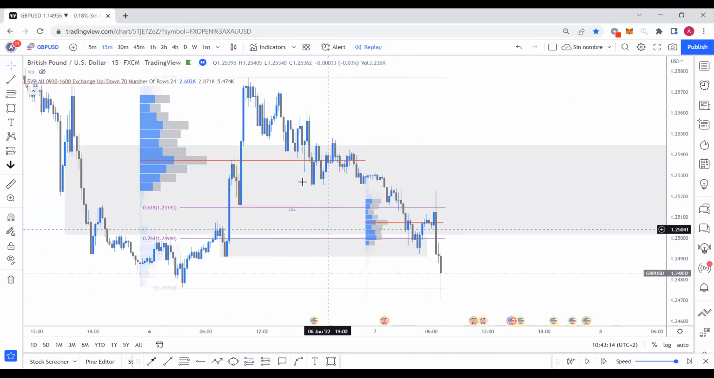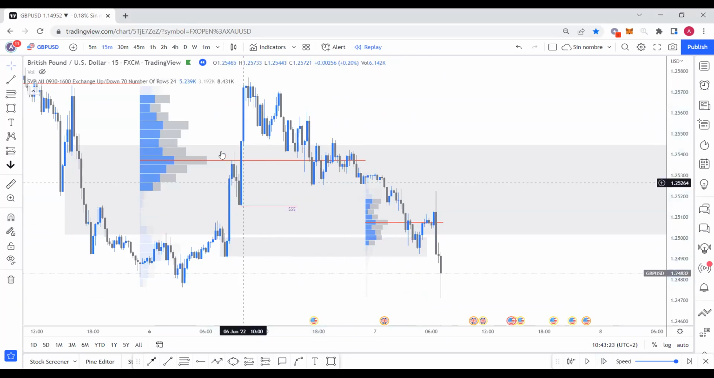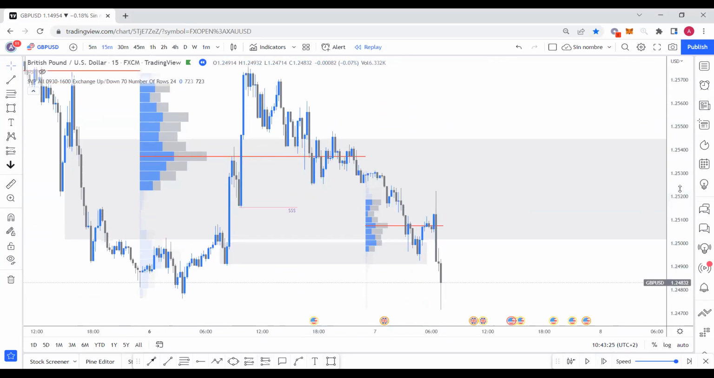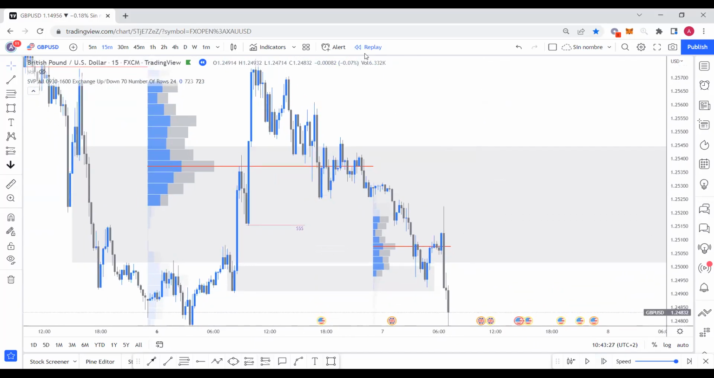This trade would have been great for sure if it would have happened during London session. Sorry, during New York session. But you see how I analyze the chart, right? Have you seen how the confluences match each other?